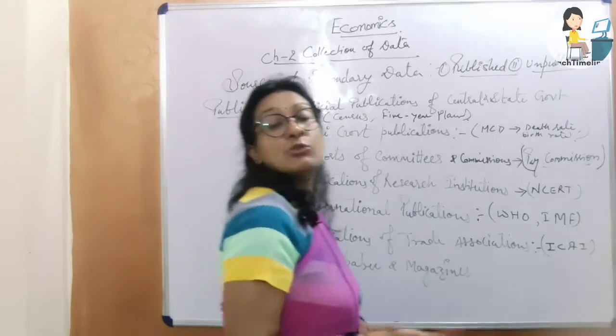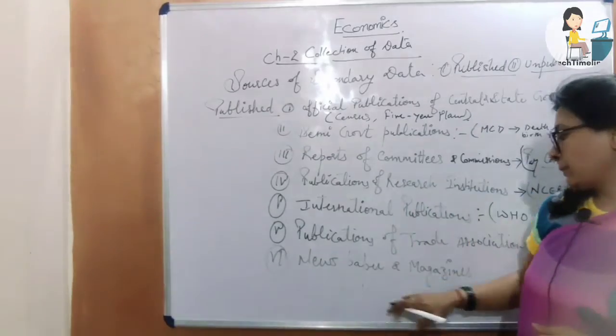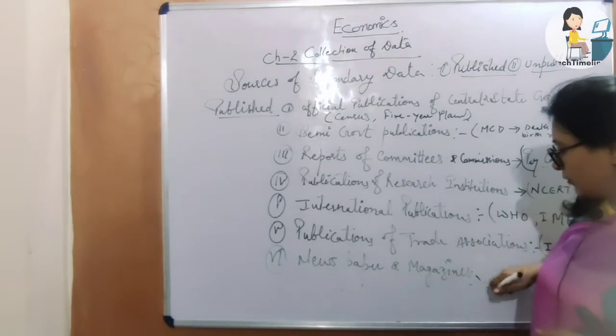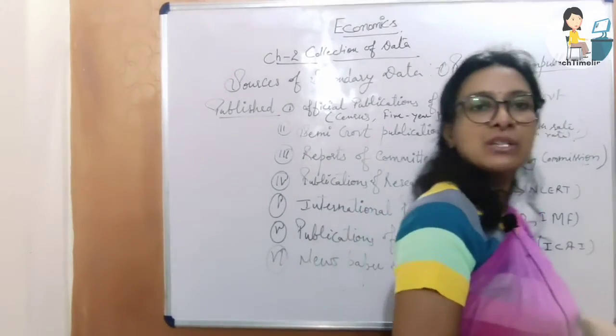Last but not the least, newspapers and magazines. They are also a very good source of secondary data. Many data are published here. The print material by newspapers and magazines is also a published source of secondary data.